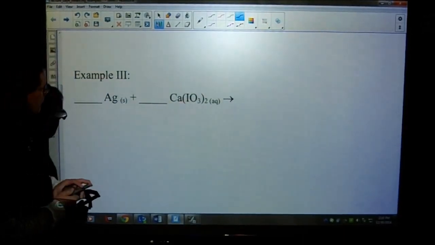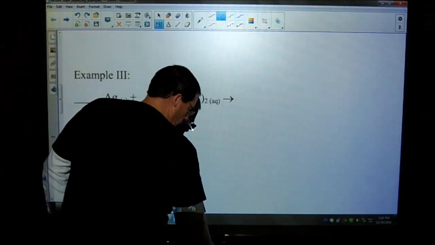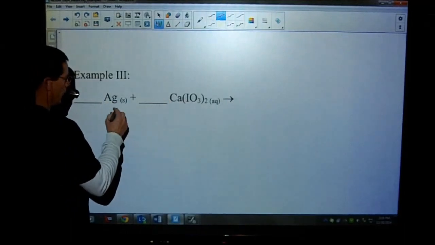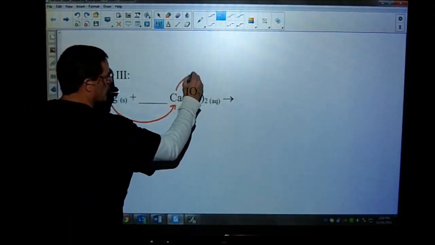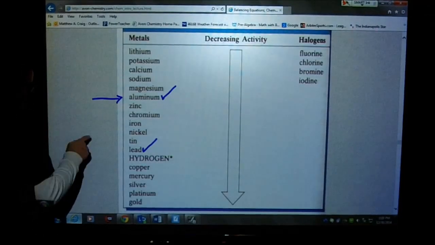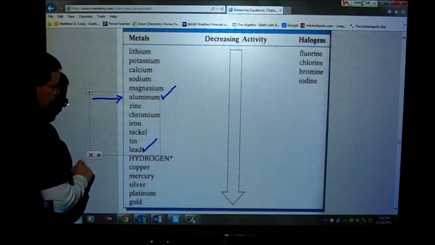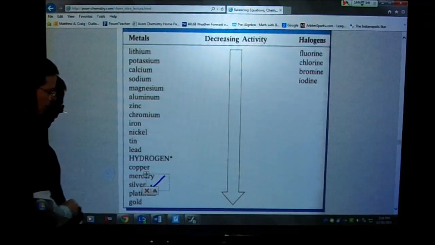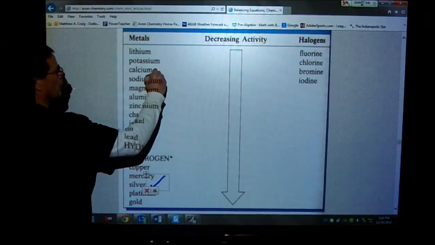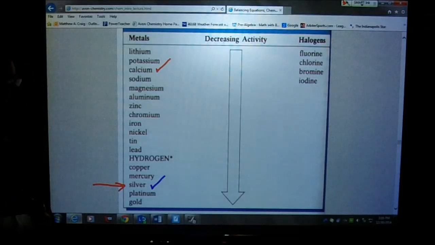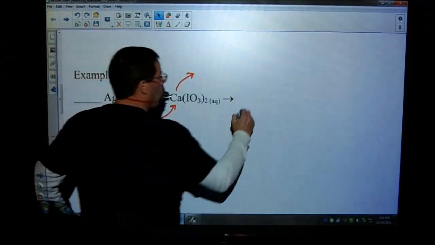All right. Here we have silver, which is obviously a metal, so it's going to try to replace the calcium. And let's see if it will be able to do that. So we check our activity series and we find out, okay, silver is way down here and calcium is way up here. So since silver, the thing that is all by itself, is listed way below the calcium, this reaction will not take place.